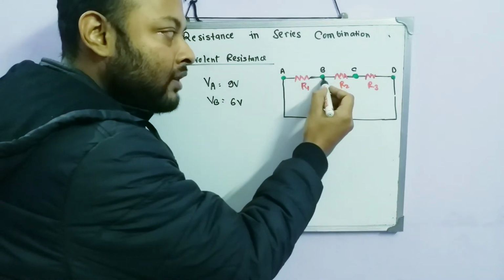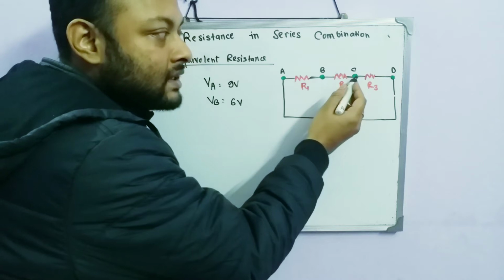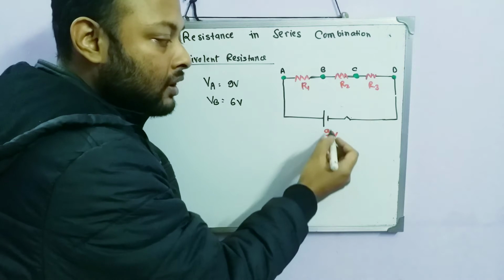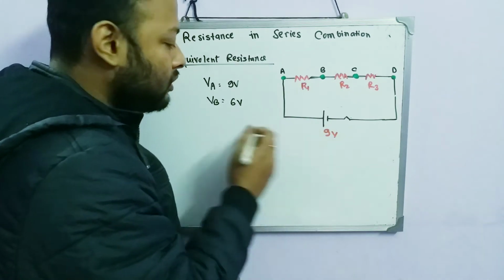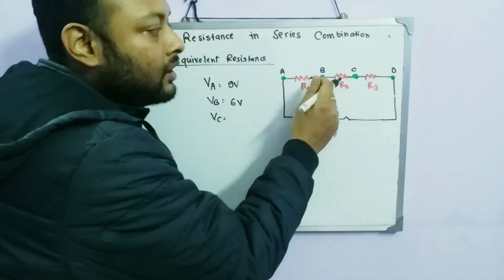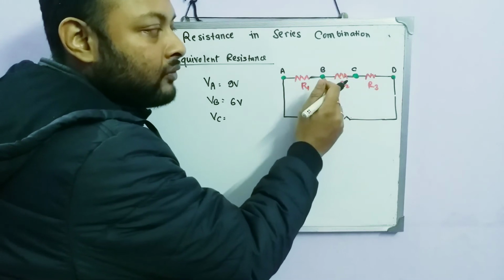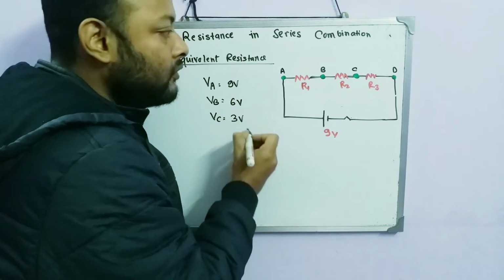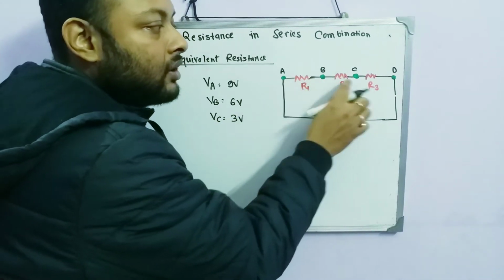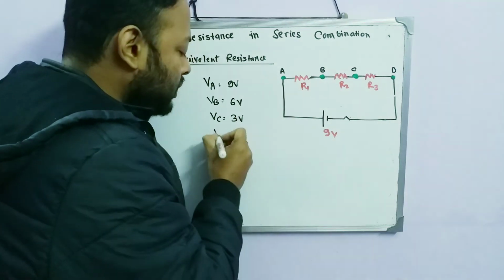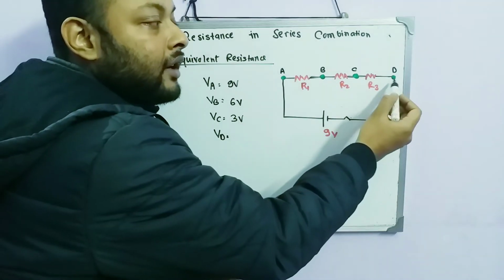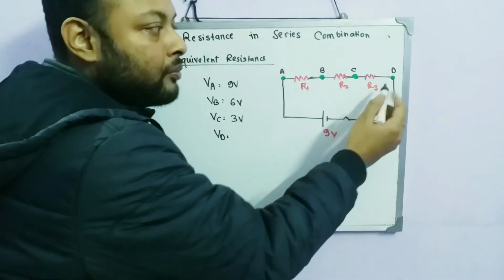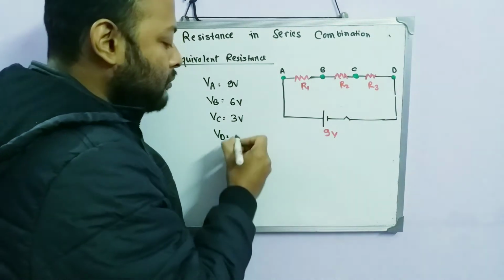Then whatever I have at B, it won't be the same at C. At C, it will be a lesser potential because this resistance has consumed some potential from this 9 volt. So over here it becomes 3 volt. So this is 9 volt, 6 volt, 3 volt. And at D, this resistance will consume whatever leftover potential. So at D, I am having 0.